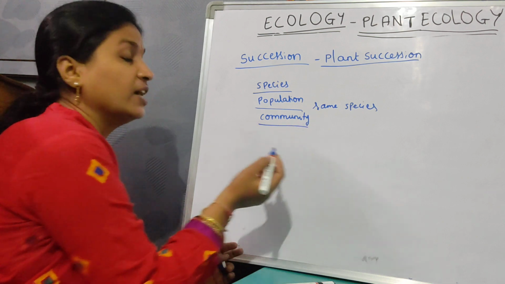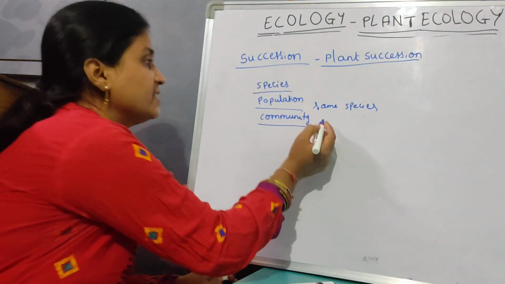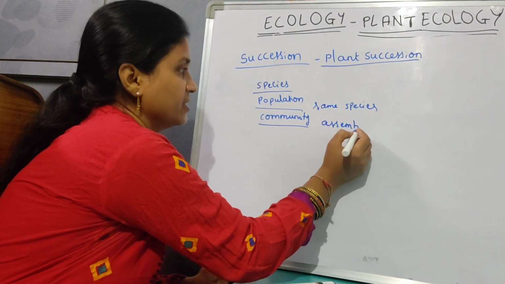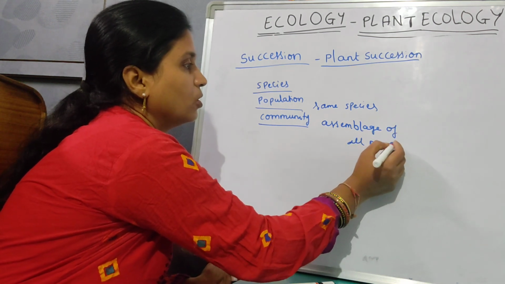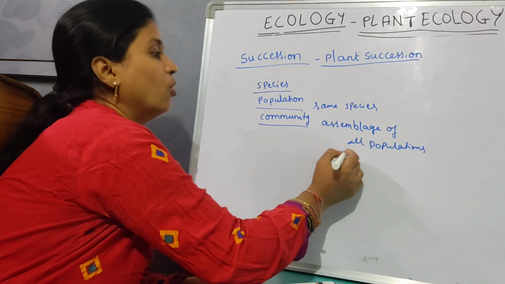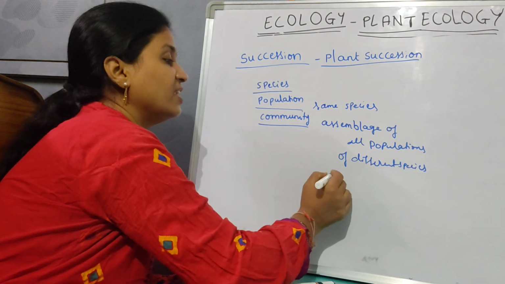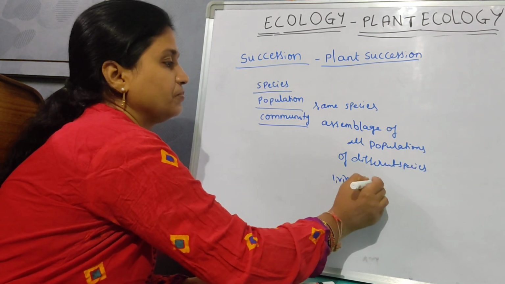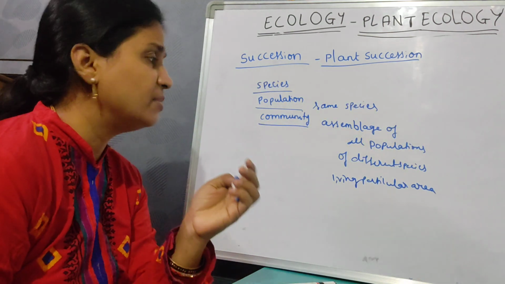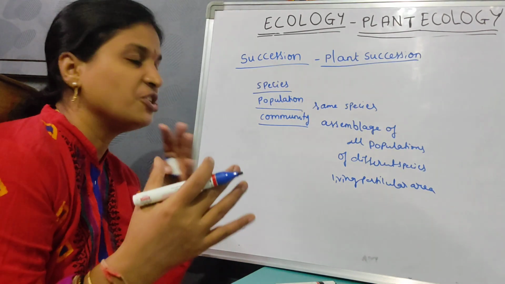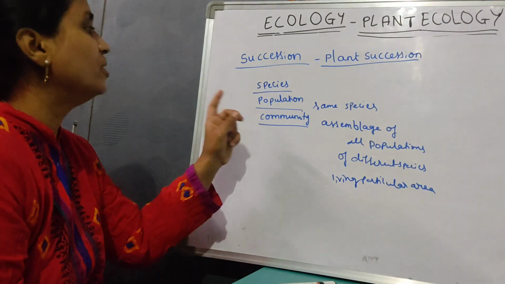Then coming on to community. Community, or biotic community, is the assemblage of all the populations of different species which are living in a particular area. It is also called a biotic community. So: species, population, and community.